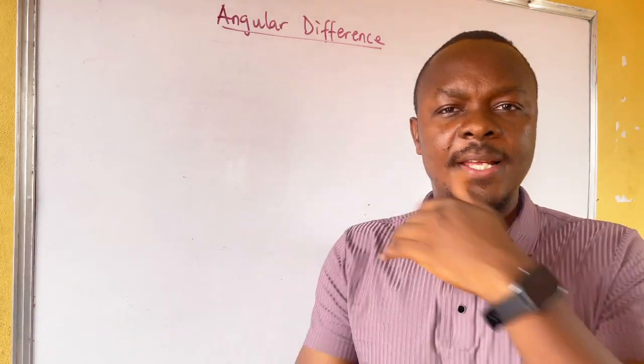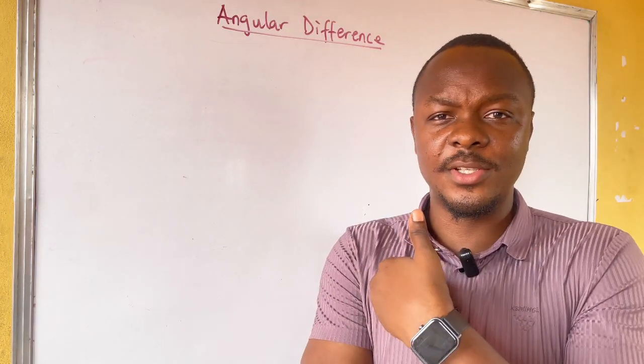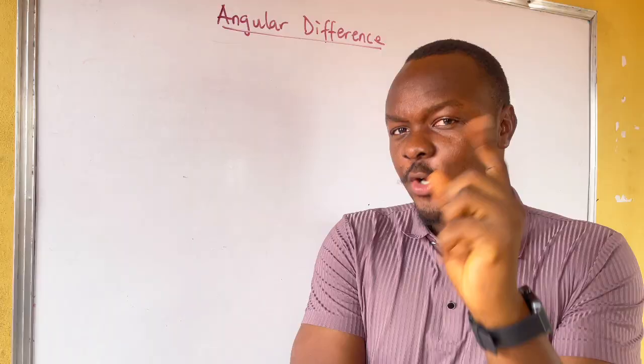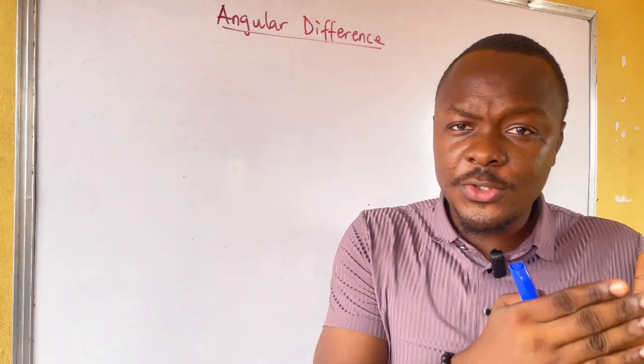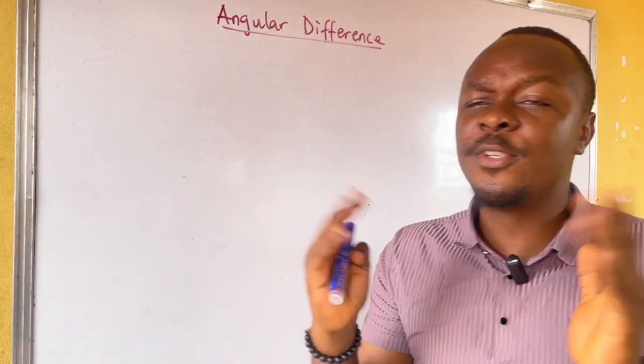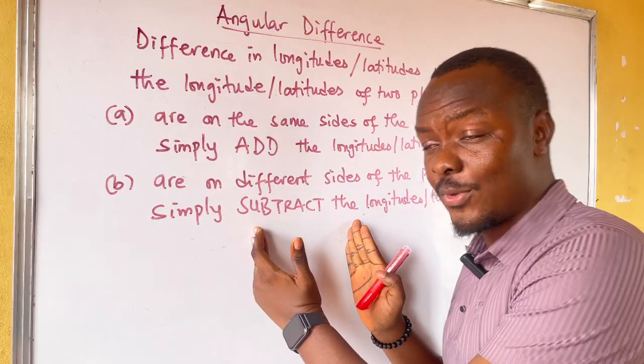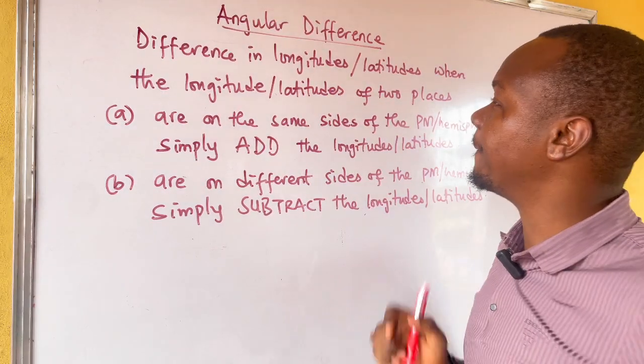So you're solving longitude and latitudes and you don't know how to find angular difference. All you need is this video. What you need to do to find the difference between the longitude or the latitude is simply to use these rules. So what do these rules mean?